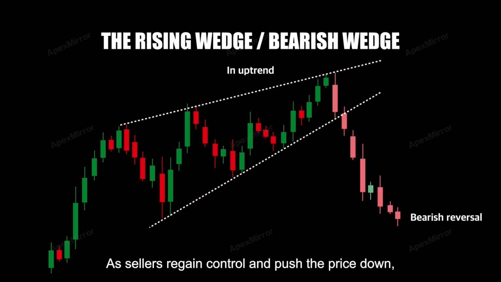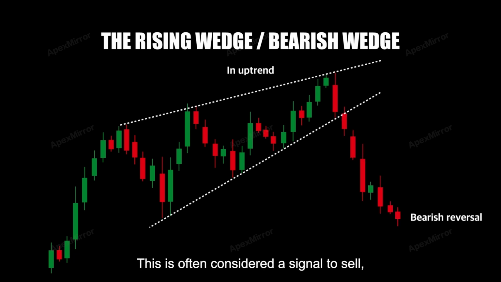As sellers regain control and push the price down, breaking out of the wedge to the downside, a reversal of the prevailing uptrend is signaled. This is often considered a signal to sell, as it is anticipated that the price will continue to drop.